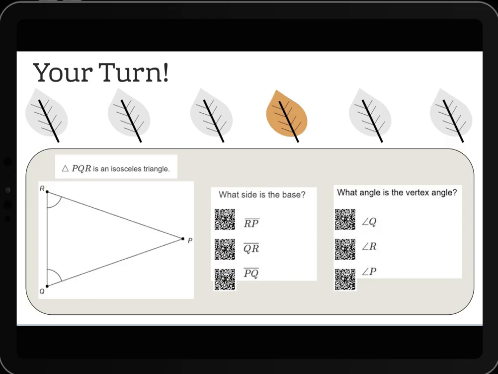How about this one? Pause and see if you can come up with the base of the isosceles and then the vertex angle.